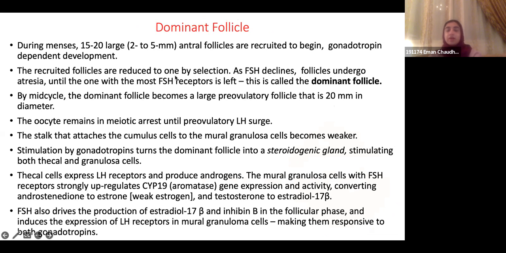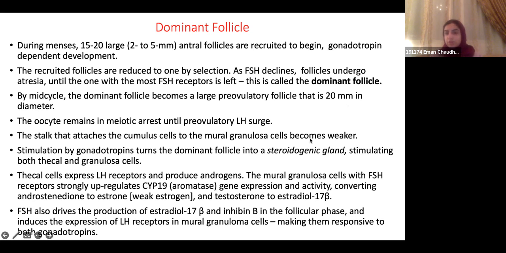That brings us to the dominant follicle. This dominant follicle is the one that's going to release the egg right before your menstrual cycle, okay? So antral follicles are recruited to begin. And again, GnRH is the one that released FSH and LH to go to the ovaries to tell those follicles, hey, develop, and one of you is going to become the dominant follicle, and then you're going to release an oocyte, okay? Now, these follicles by selection, they're reduced.